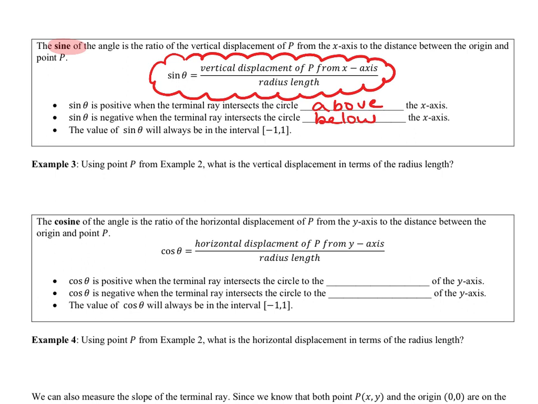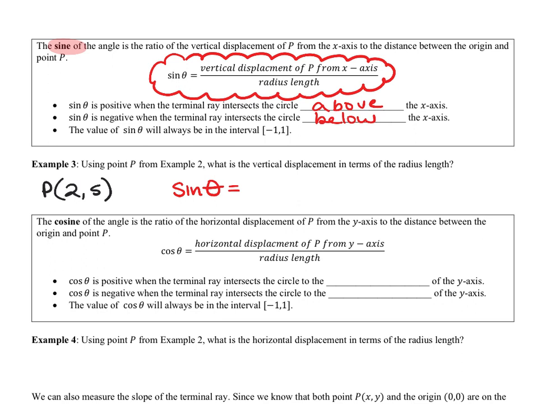But if we're trying to find sine, another way I can ask you for that, like example 3 says, using the point P from example 2, which if you remember, P was 2, 5, what is the vertical displacement in terms of the radius length? Meaning, I want you to find what the sine of that theta was.